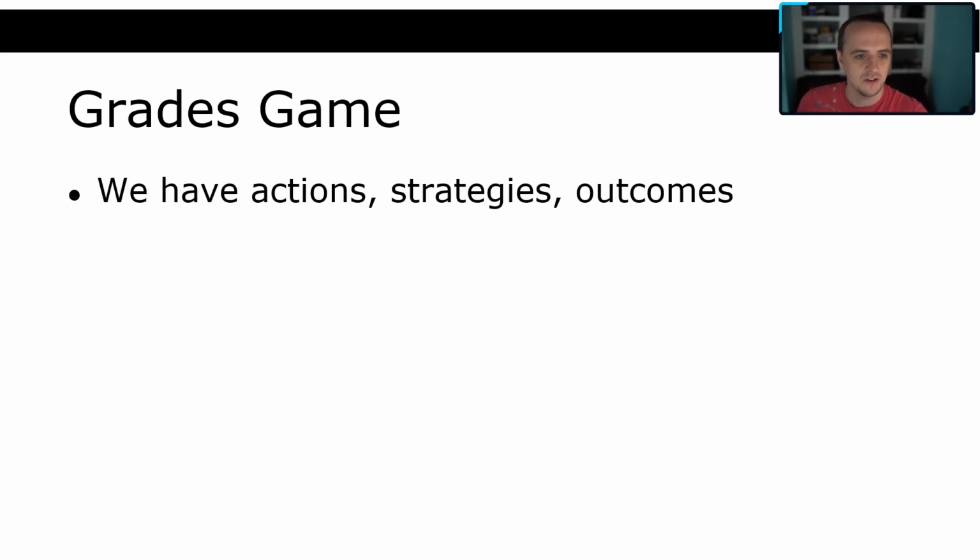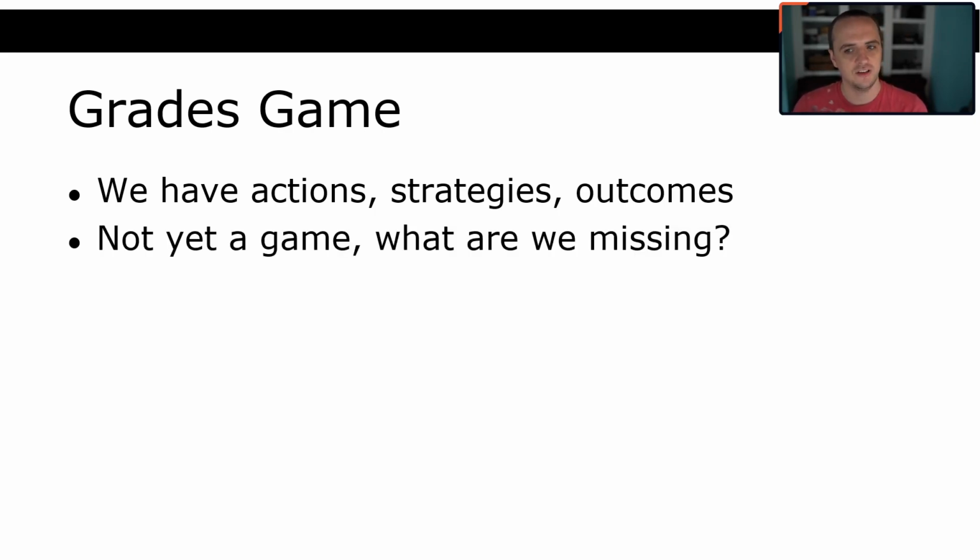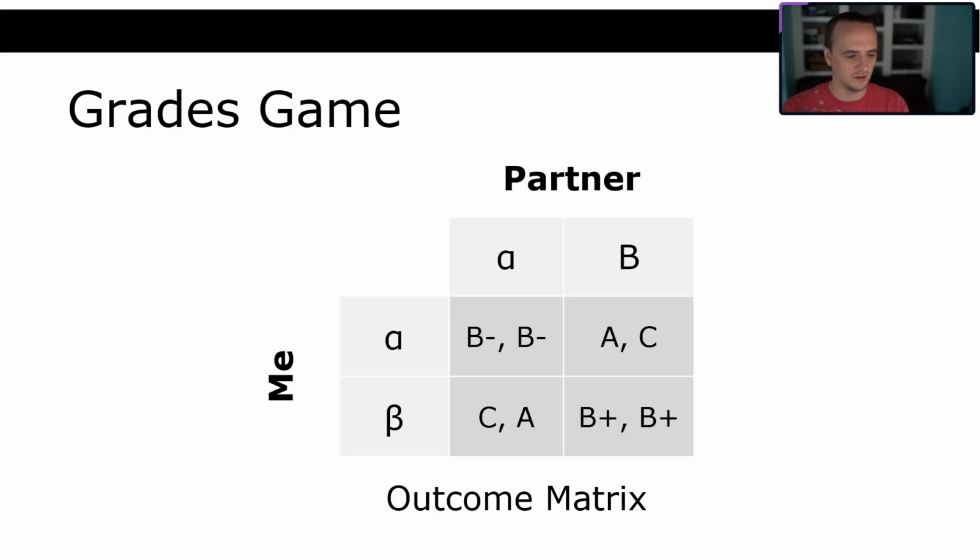All right. So, in the grades game, what do we have? So far, we have actions, right? The actions are choosing alpha or beta. We have strategies. Strategies are a collection of choices for both players. And we have the outcomes. But this isn't yet a game that we can numerically evaluate. So what do you think we're actually missing from this so far? What's missing from this outcome matrix?